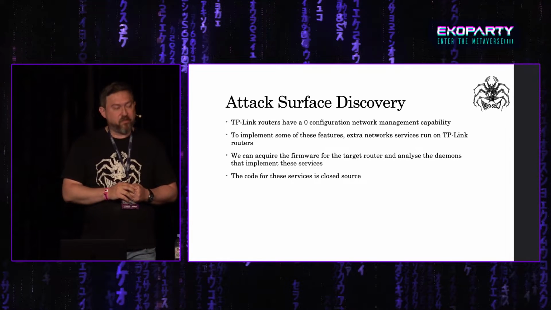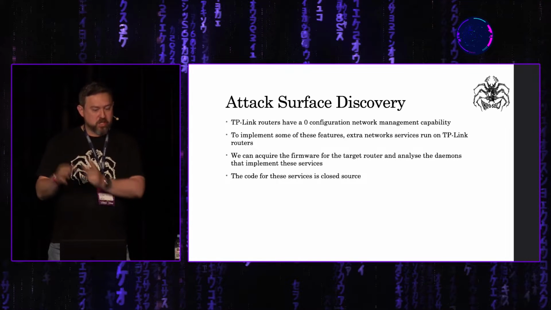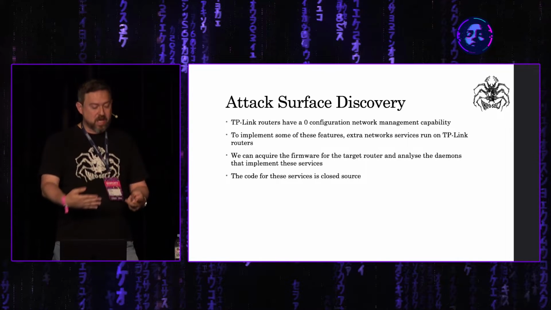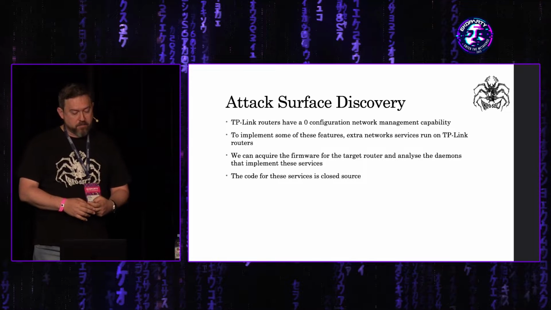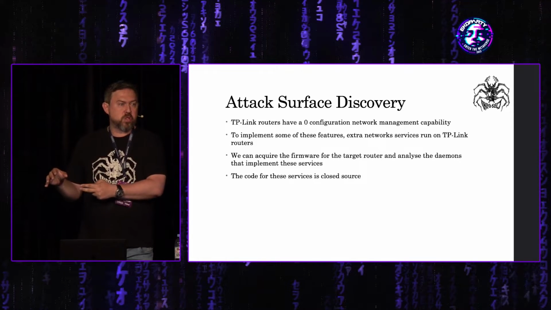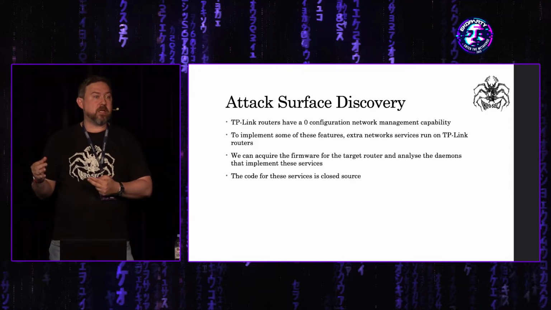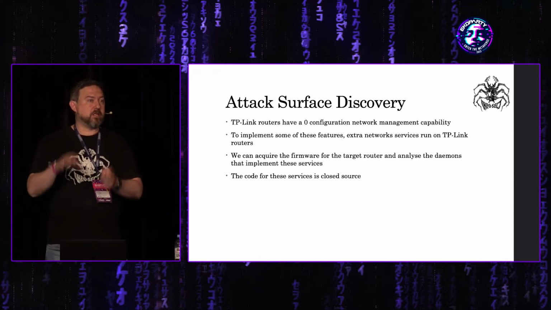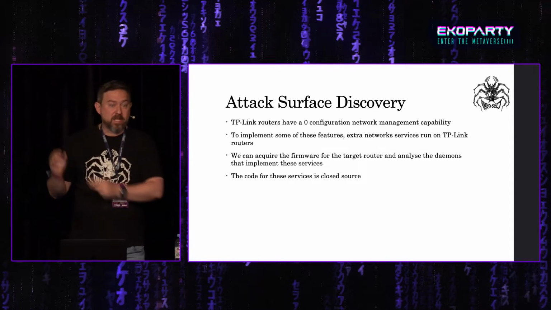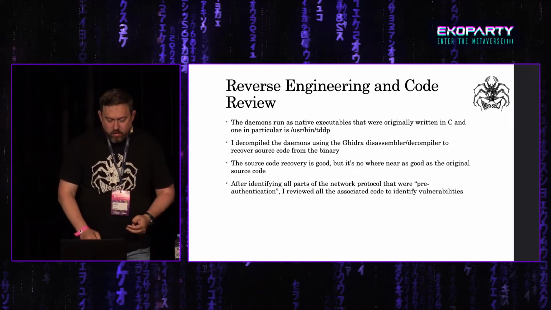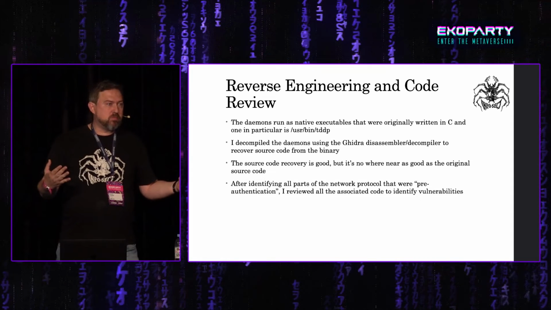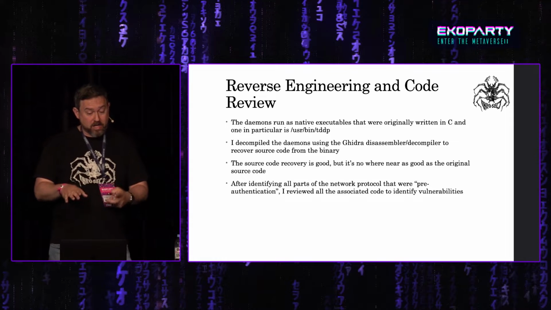We can acquire the firmware for this particular target router, the TP-Link AC1750, and analyze the network services or daemons that implement these services. For this particular service, the source code is closed source because it's not based off any existing upstream implementation. It's TP-Link's very proprietary implementation of their zero configuration network management tool. The daemons run as native executables, originally written in C, as most things are in embedded devices, at least at this level.